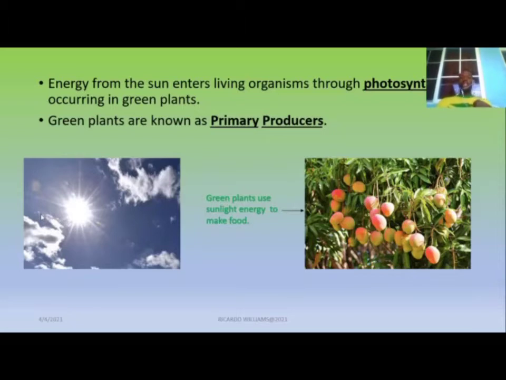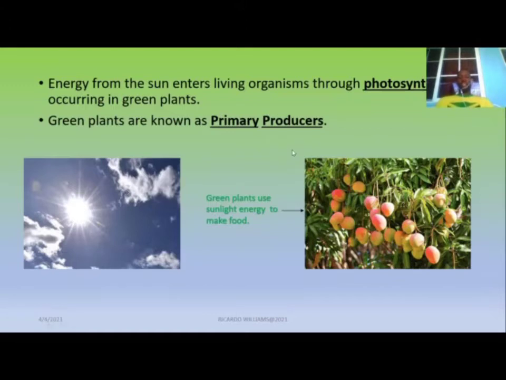Now it is inaccessible to us or to consumers who feed on other organisms to get energy. But the plants use this light and convert it into chemical energy, which we can actually absorb or use. So green plants, because of this ability, are known as primary producers, because what they do is take the sunlight energy and convert it into chemical energy.